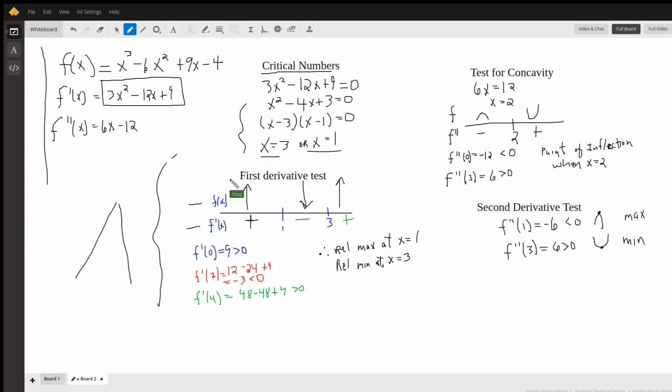This little diagram tells you that at 1, there's a relative maximum because the function is going from increasing to decreasing. So there's a relative max at 1. If you want to find out the y value at that critical number, you find f of 1. You put 1 in for x, and you find f of 1. Since the original function went from decreasing to increasing, there's a relative minimum at x equals 3.